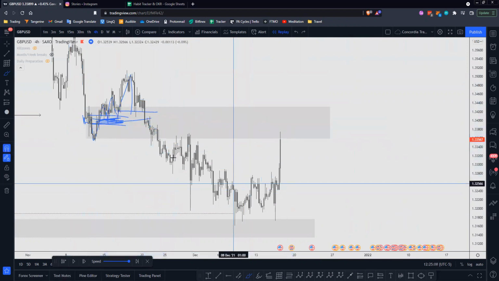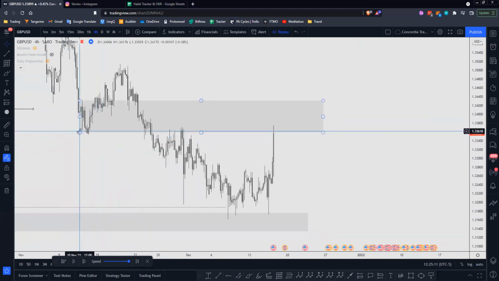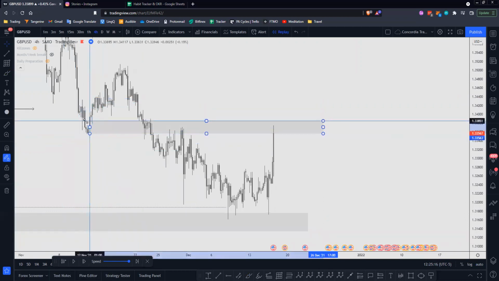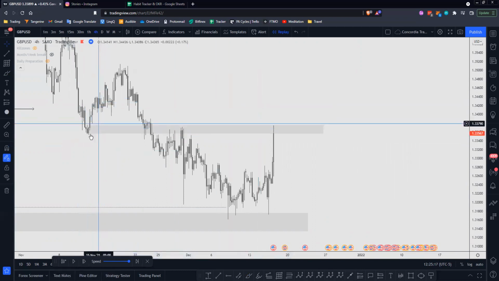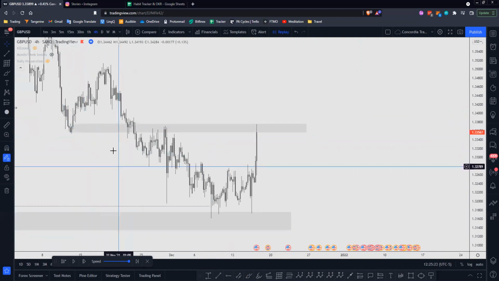So this is a valid level. And yeah, if you really want to, like I said, this is going to be the last down close candle, so you can even refine it a little bit to this one here. Okay, so that's valid as well.